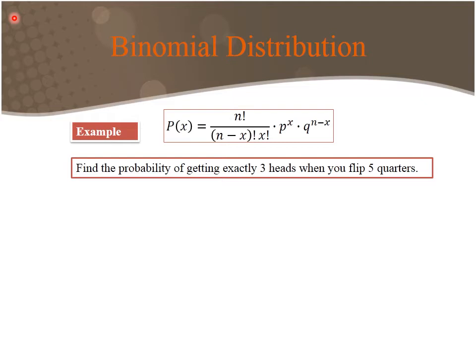Are there a fixed number of trials? In this case, we're flipping a quarter 5 times. So yes, there are a fixed number of trials. The second criteria: are those trials independent? Well, flipping a quarter is independent of any previous flip, because the probability that we'd get a head or a tail is independent of anything that happened on previous flips. So the trials are independent.